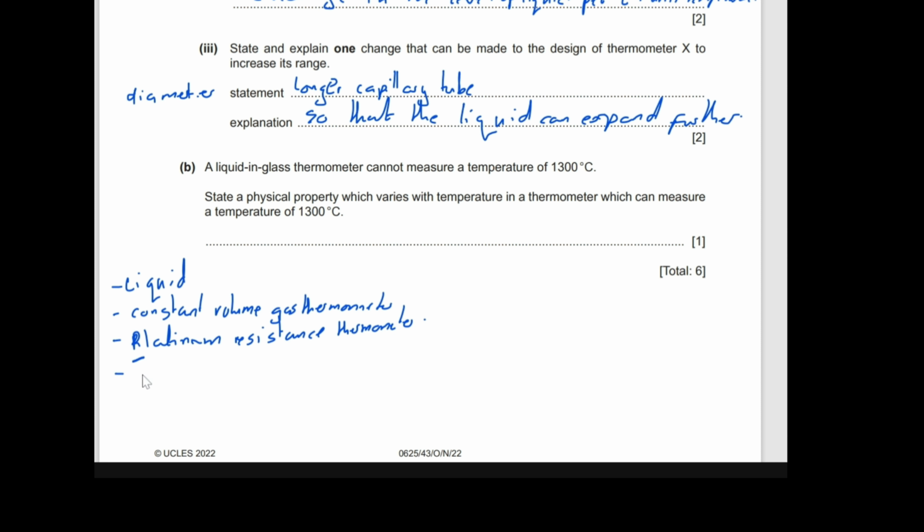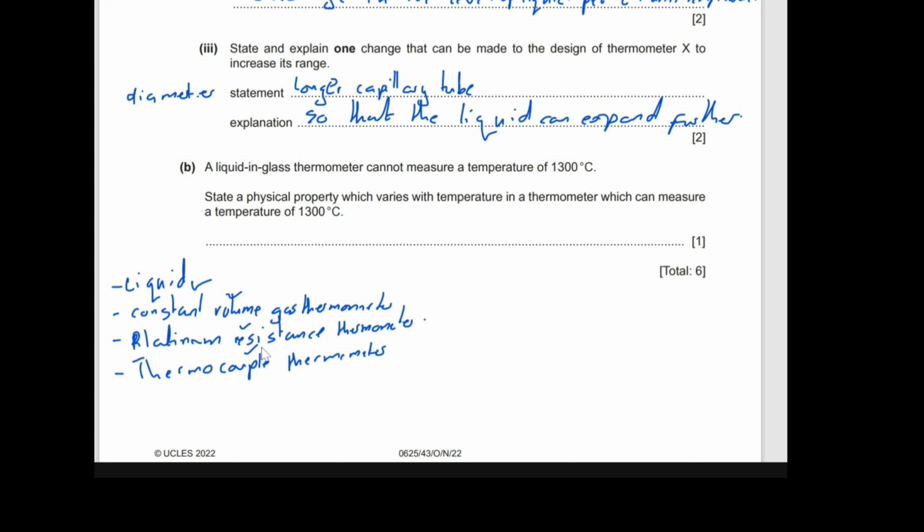Then we have the thermocouple thermometer. So you are expected to know all these four types of thermometers, and you must know their advantages, their disadvantages, and where you should employ or use each type of thermometer. You must know their physical properties. You must know their thermometric properties.